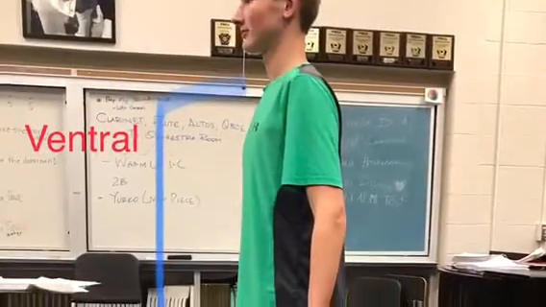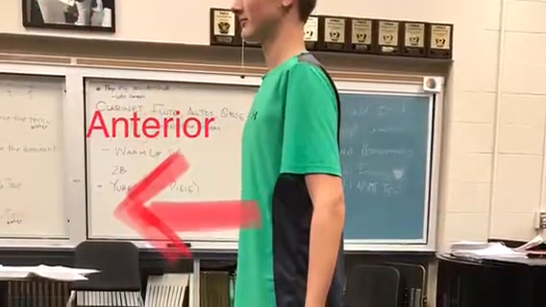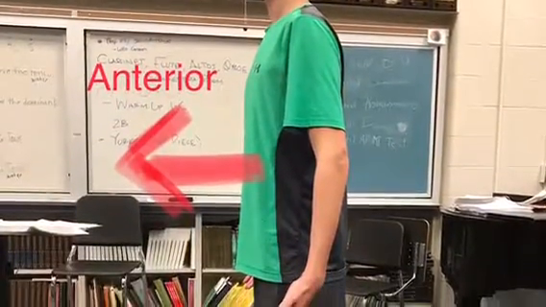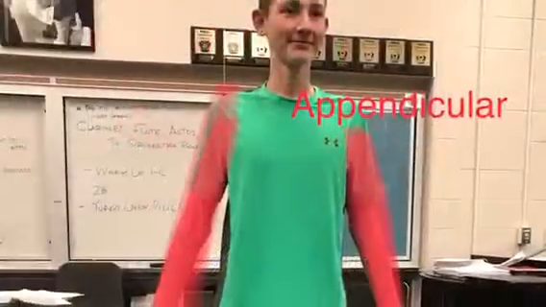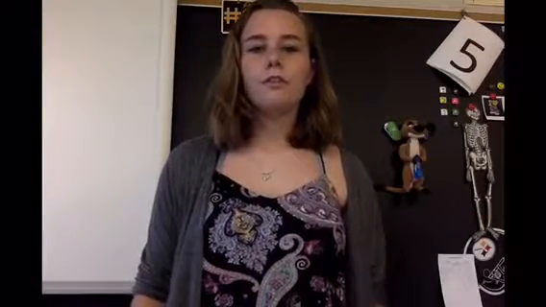Let's take a look at the ventral cavity. This cavity has 2 subparts, the thoracic and abdominopelvic cavity. The thoracic cavity contains the heart and the lungs. The heart is medial or towards the body's midline to the lungs. The body's midline is an imaginary line on which the mid-sagittal plane lies on, dividing the body into equal right and left parts.